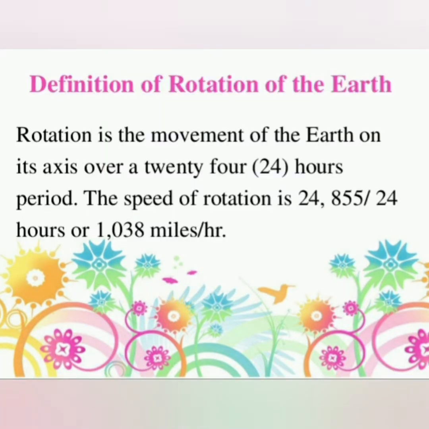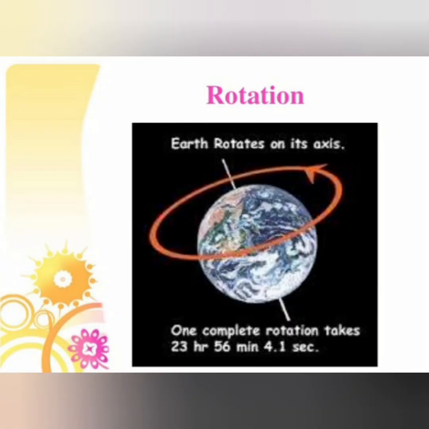If you take a globe and spin it, it spins around a line passing through its center. This imaginary line around which it spins is called its axis, and the earth also spins about its axis in the same way. This spinning motion of the earth is called rotation. The earth rotates on its axis over a 24 hour period, and the speed of the rotation is 1038 miles per hour. Now look at the screen.